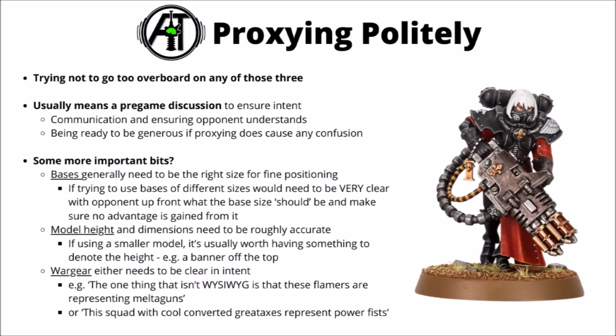Model height and dimensions often need to be kind of roughly accurate as well. If you're using a smaller model, then it's worth having something to denote the height. Maybe things like a banner model could be a kind of common solution, or even knowing just how much taller the model should be if there's a close line of sight that needs to be drawn.